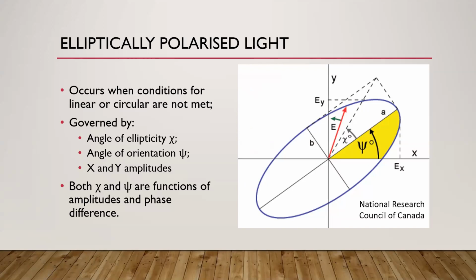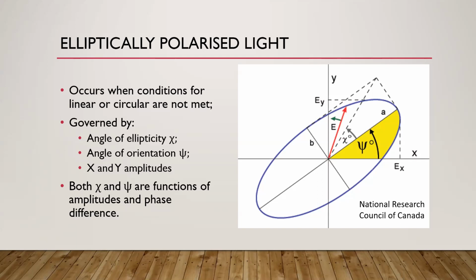So there's a couple of things that govern the state of polarization. So we've got the angle of ellipticity, which is chi. That's going to vary between 0 and 45 degrees. So if it's 45 degrees, we've essentially got circular polarization. If it's 0, it means we've got linear polarization. So an elliptical polarization is obviously going to be somewhere between the two.